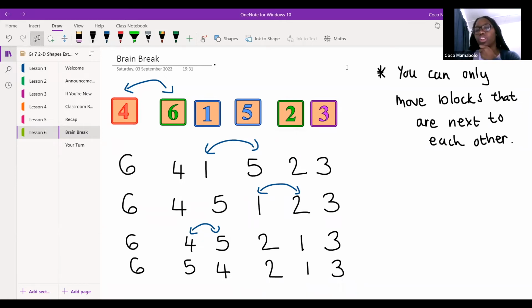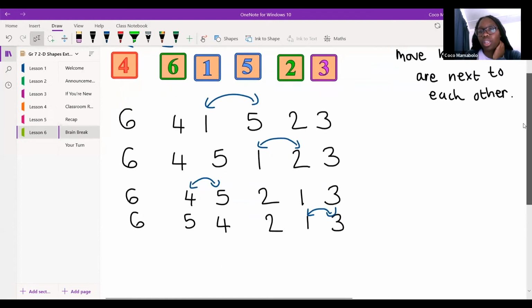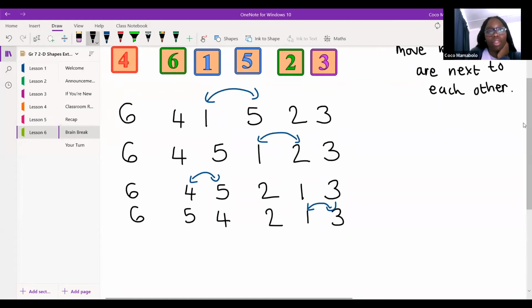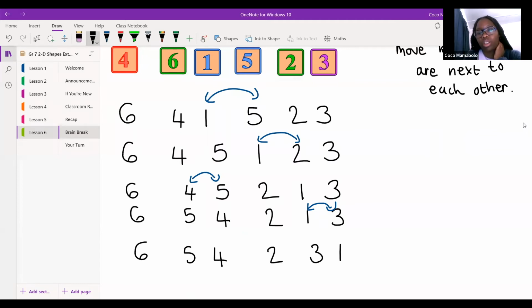I think we already answered. I'm going to give someone else a chance quickly. Masachaba, I'll come back to you. Ma'am, we can swap 1 and 3. Okay, cool. So we're going to swap 1 and 3, and we're going to get 6, 5, 4, 2, 3, and 1.